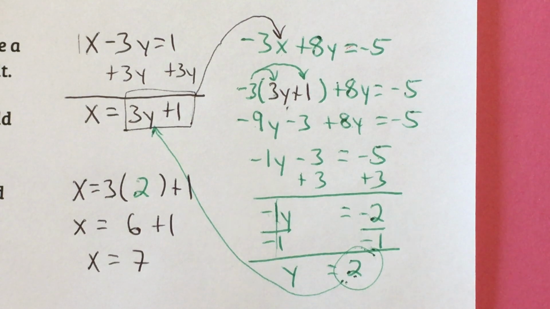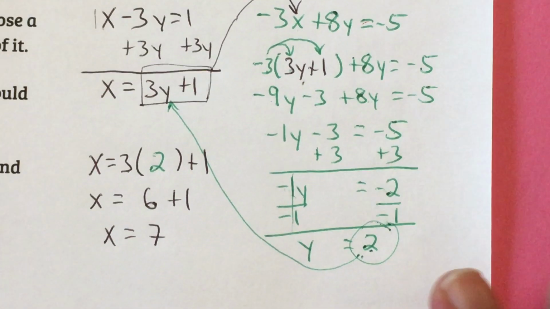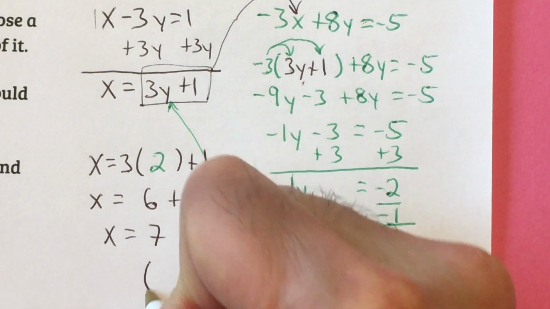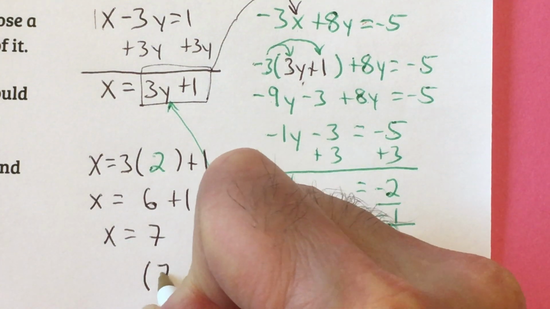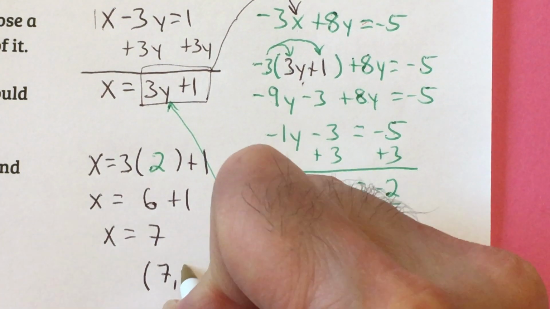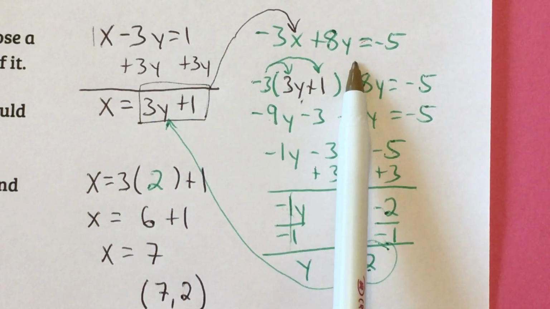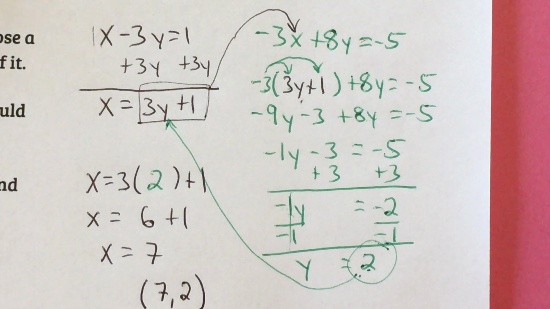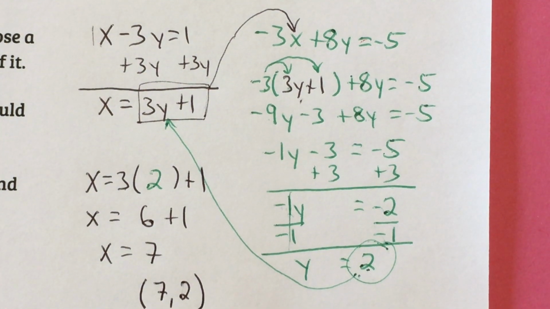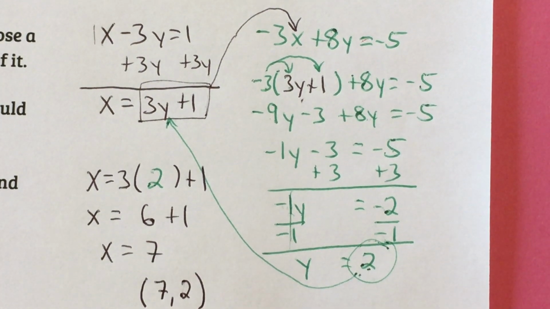That was fast. Okay, last step. Write your answer as an ordered pair. As always, x comes first, just like in the alphabet: 7, 2. If you want, you can put both of these numbers into either equation, and it should still come out perfect. Okay, I think we're good.